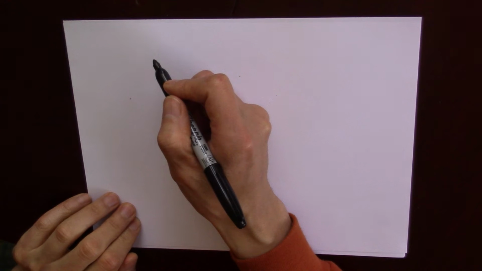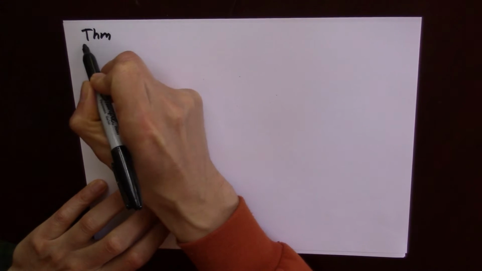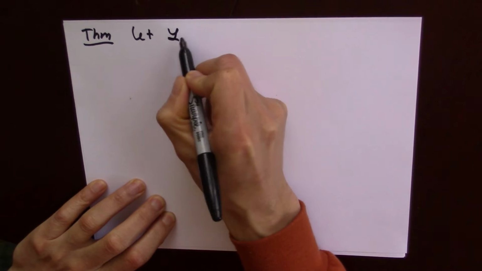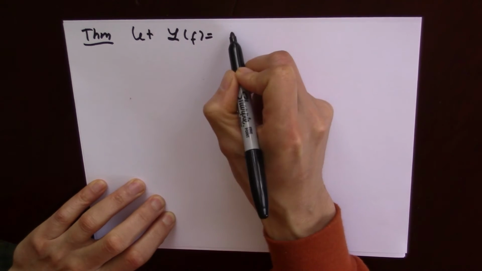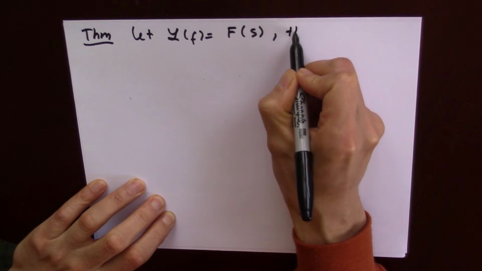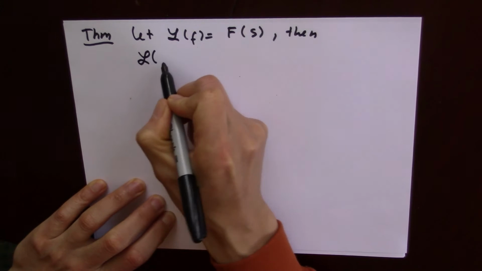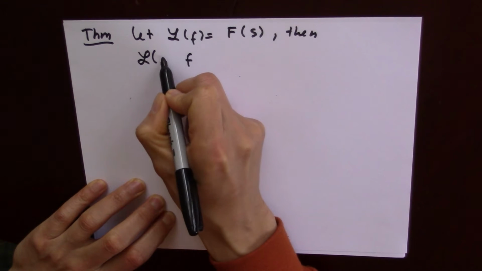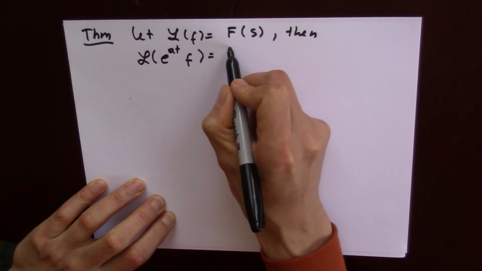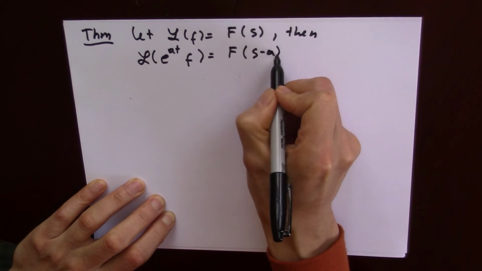We want to obtain a few properties of Laplace transform. We'll state the following theorem. Let the Laplace transform of function f be equal to, let's call it, capital F of s. Then the Laplace transform of the new function, which is the old function f multiplied by e to the at, equals F of s minus a.